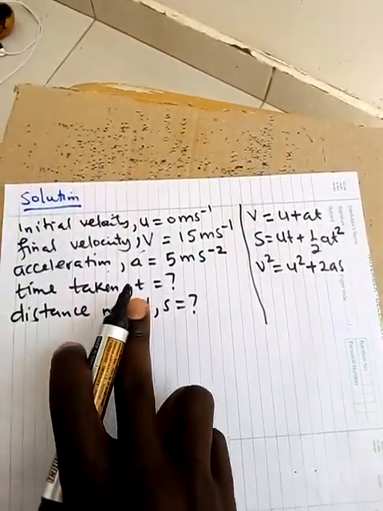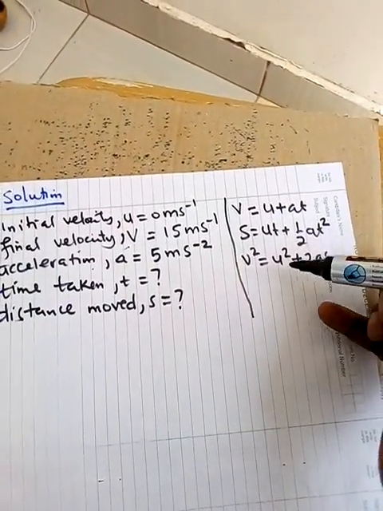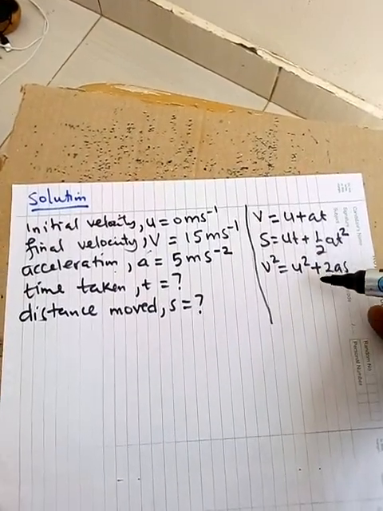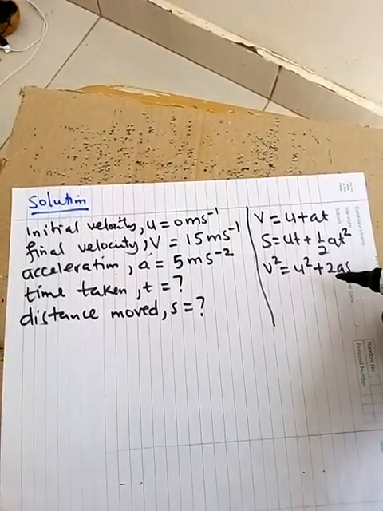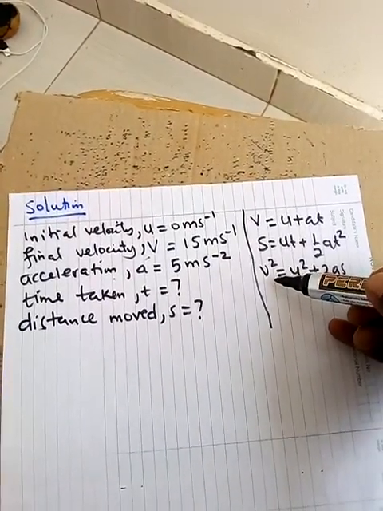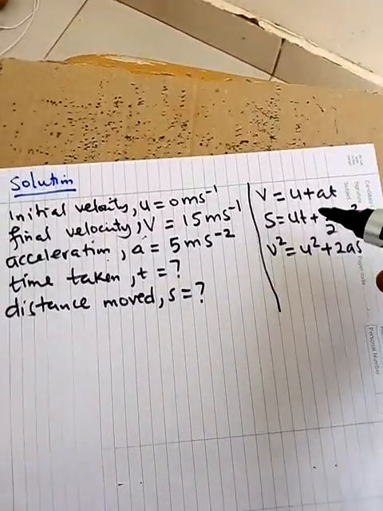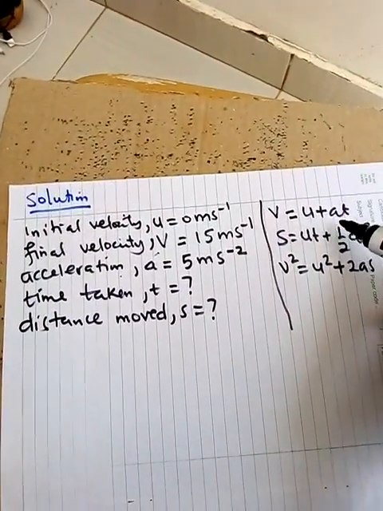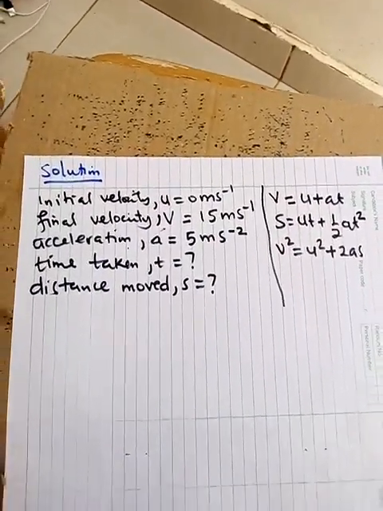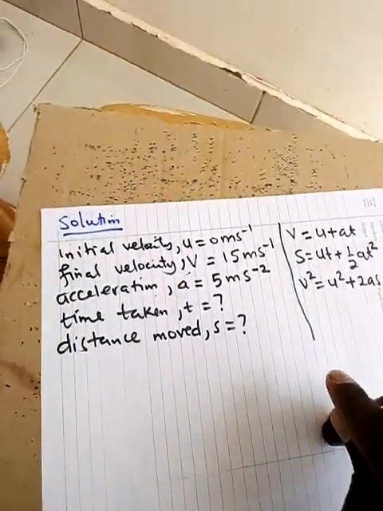So how can we get the distance moved by the body? Remember, time is not known. If time is not known, we can't use the second equation of motion, neither can we use the first equation of motion. But we can use the third equation of motion, because we know the initial velocity, the final velocity, and the acceleration. So we can get that value. By the way, we can also use the second equation of motion, but only after getting the time taken. I will give you that as an alternative. Let us look at how we solve using the third equation of motion.